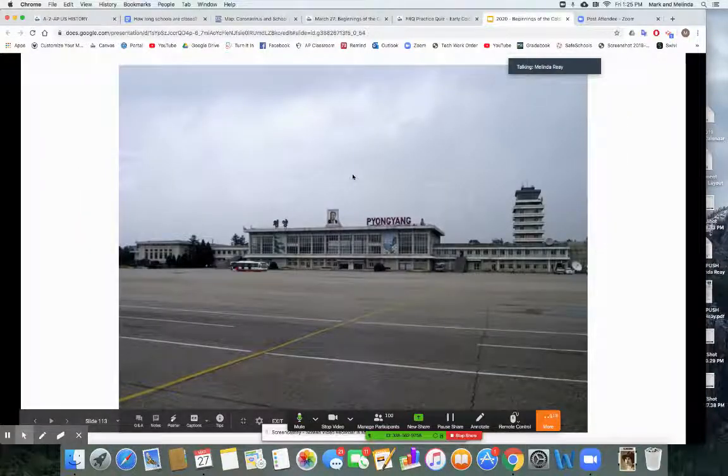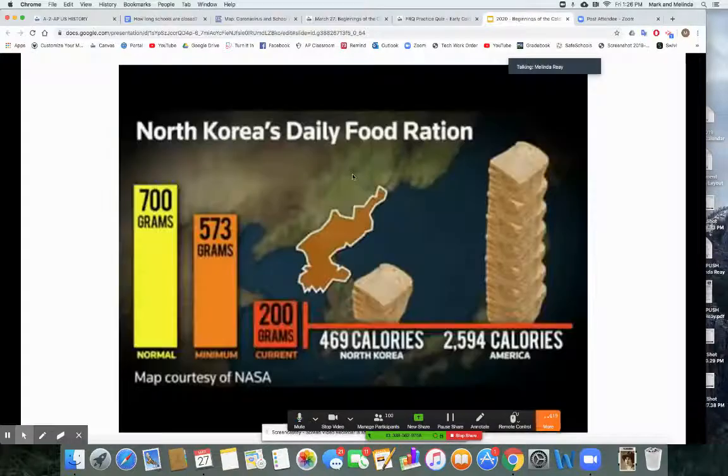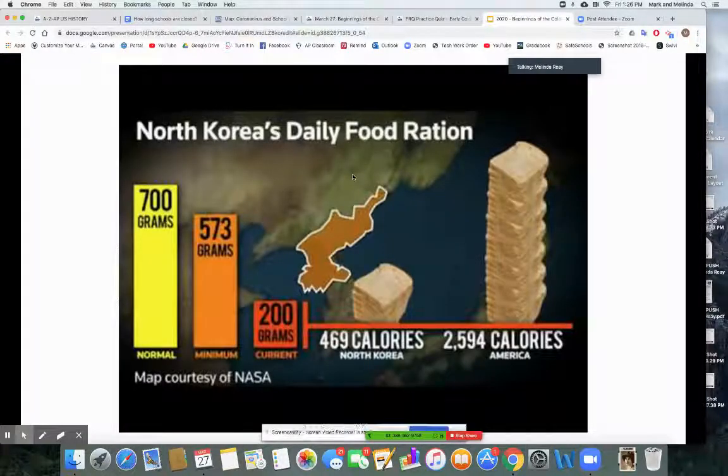This, by the way, is their airport. This is what their airport looks like on a busy day in the middle of the day. And you might say, well, who cares? You don't fly and stuff like that. Well, you do. And part of this has to do with the fact that they are so restricted. I'll talk about what happens if you go to North Korea. There is a lot of propaganda that goes on in North Korea. Back in the 1990s, there was a massive, massive famine that happened.